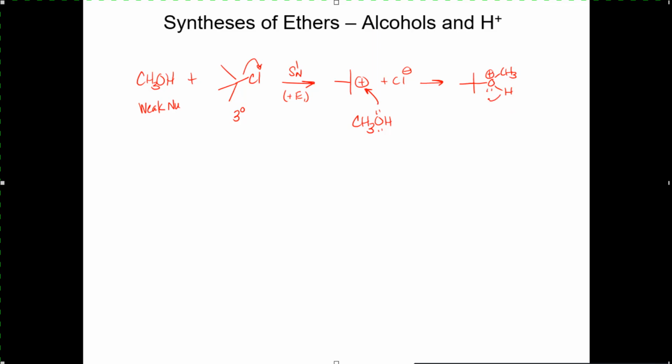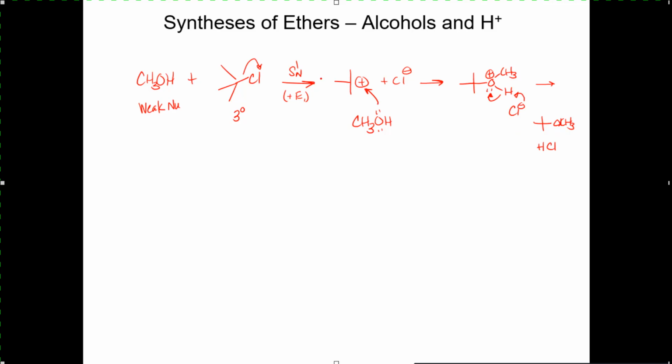And then this pair of electrons would go to reform the O that doesn't have a charge, and the Cl minus would come in and catch that. So that we would end up forming as our final product tert-butyl methyl ether and HCl. Okay.